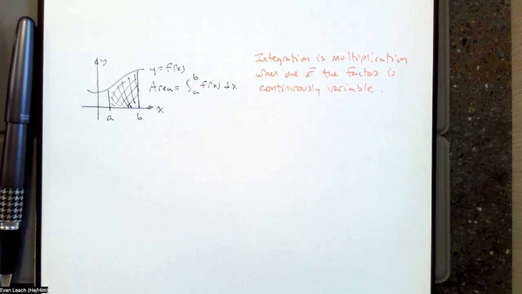Now, I said one of the factors, not exactly one. So if there are a bunch of factors, a bunch of them can be variable. Don't at me. I said one, not exactly one.